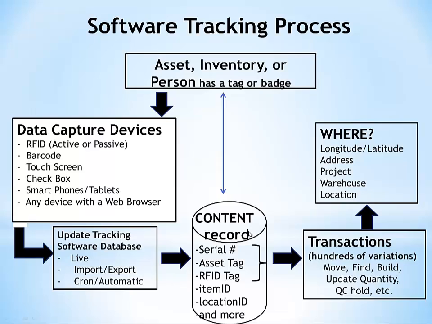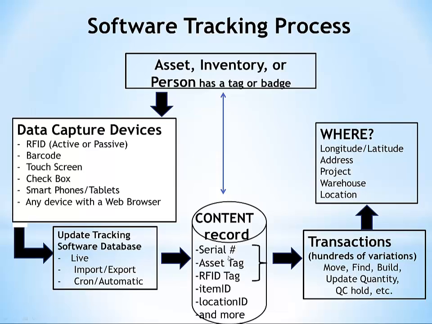And we talked about the content record. This is basically the tag record. In it, typically you'll have one or more forms of how you characterize the information in that database. For example, you may have a serial number. You could have a separate asset tag. You might have an RFID tag. All three of these are kind of clones.